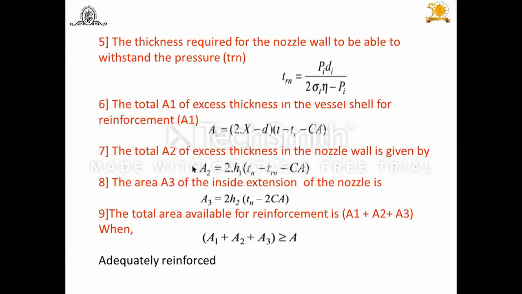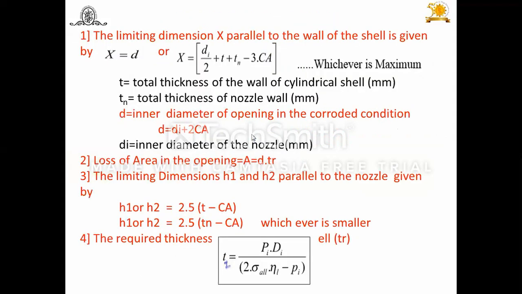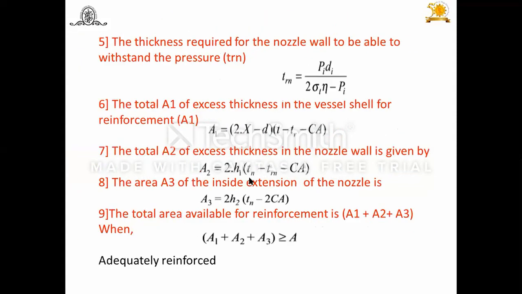Similarly, find out A2. Now in this case, A2 is the total area of excess thickness in the nozzle wall. In the nozzle wall. And how to get the value of this A2? For that purpose, you should know this Tn. Look at this. This is Tn. Tn minus this Trn minus again this Ca. So you will get this dimension. And again, what about this height? Height is equal to h1. So you will find here 2h1. Why 2h1? Again, this side also it is considered h1 and this side h1. So you will get 2h1 into (Tn minus Trn minus Ca), you will get A2.